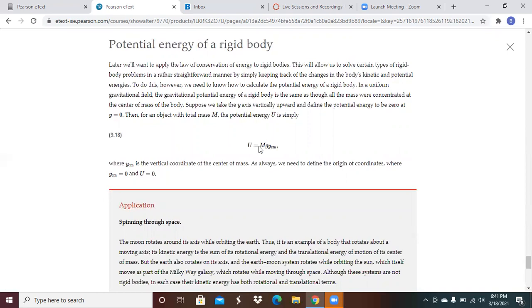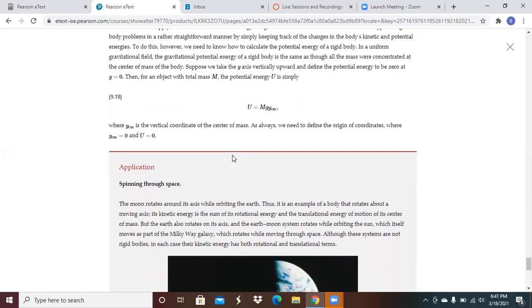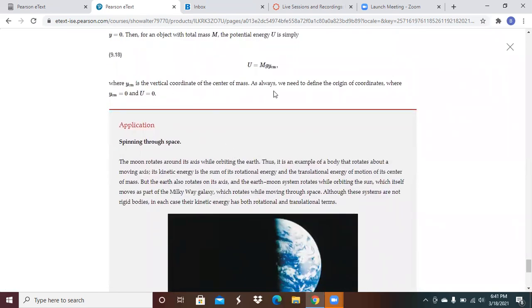So suppose we take the y-axis vertically upward and define the potential energy to be 0 when it's on the ground. For an object with total mass, the potential energy is going to be this, where y sub cm is the vertical coordinate of the center of mass. We need to define the origin of the coordinates where this holds true.